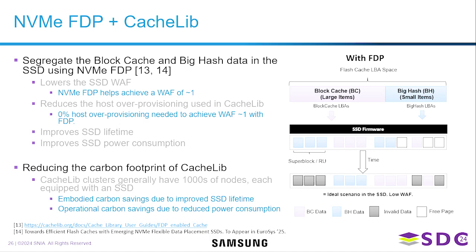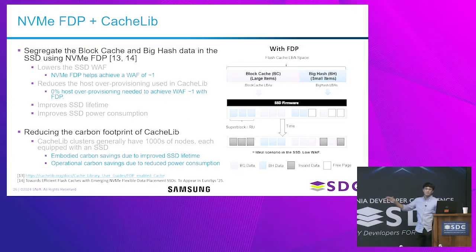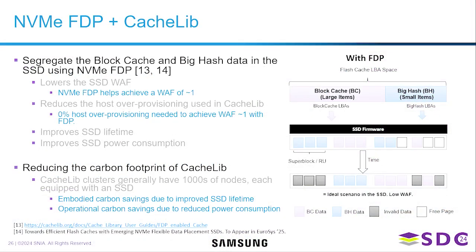So FDP helps you, like I said, segregate out your block cache and your big hash writes to the SSD. Just a reminder, your block cache is your sequential write and infrequent updates. Big hash is your random writes and frequent updates. So with FDP, it's as simple as just segregating these out when you write it into the SSD. And we observed that just doing that meant even if you use your entire SSD, you're able to achieve a WAF of 1, which we thought was pretty impressive.